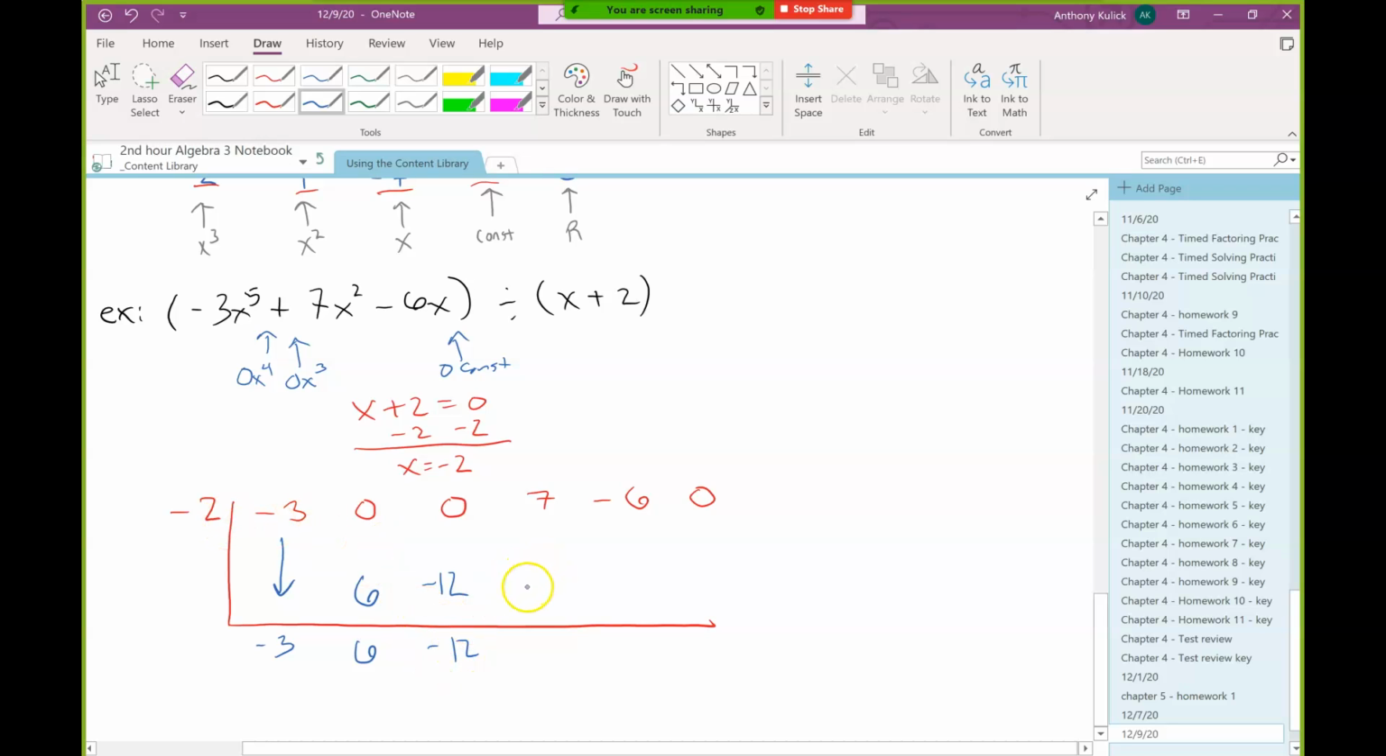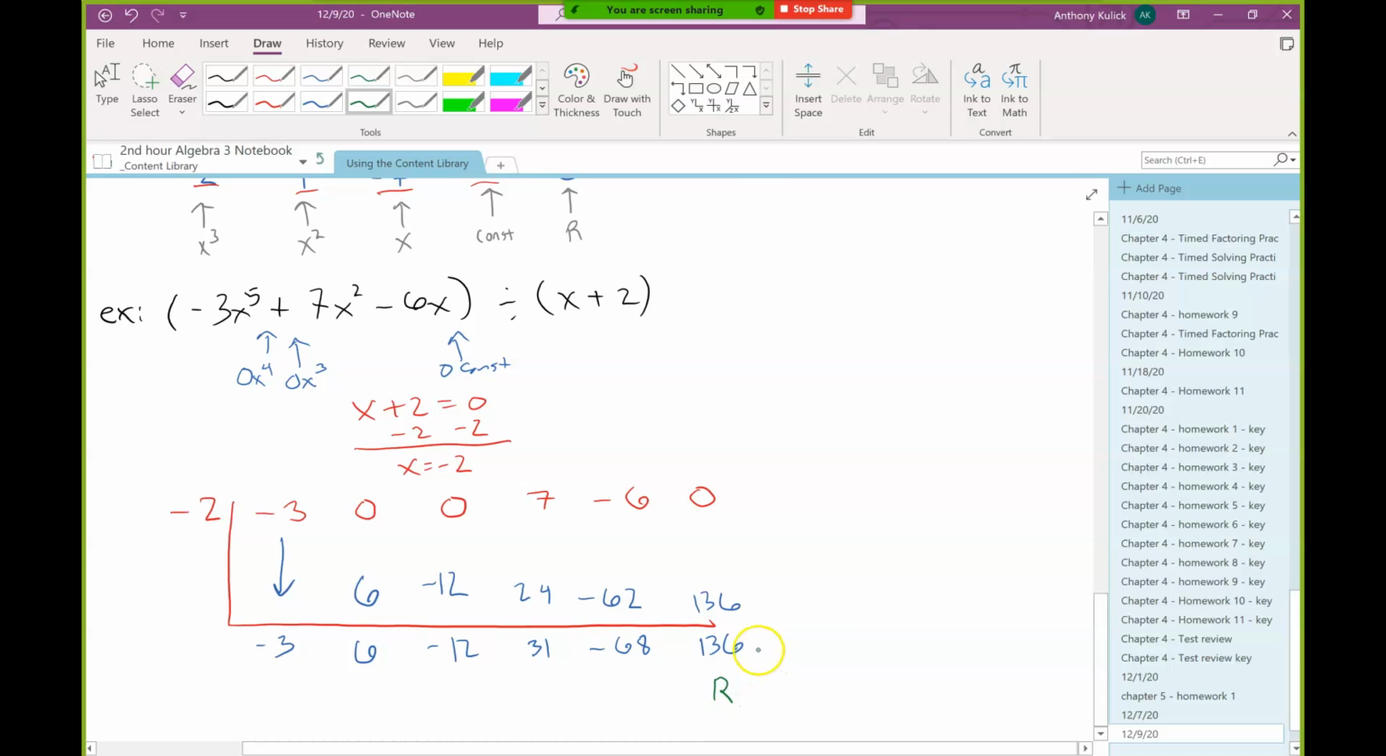Negative 2 times negative 12 is 24. And then we add down. Negative 2 times 31 is negative 62. We add down. And negative 2 times negative 68 is 136. And we add down. So again, the synthetic division is not done.